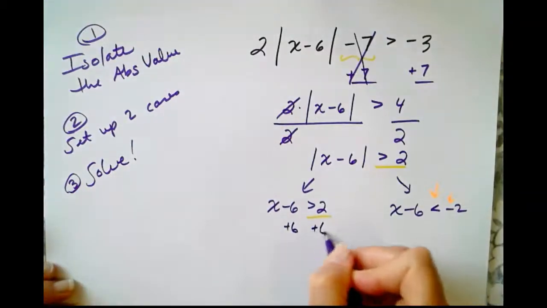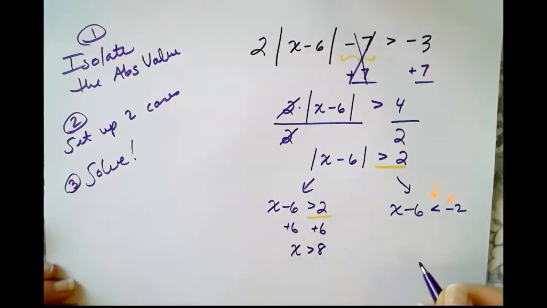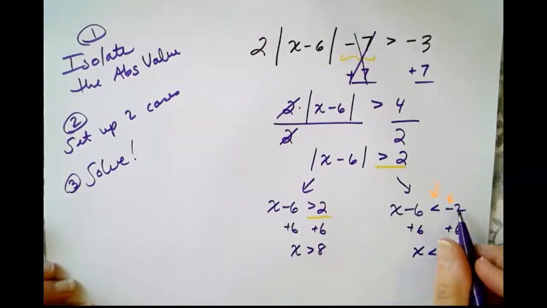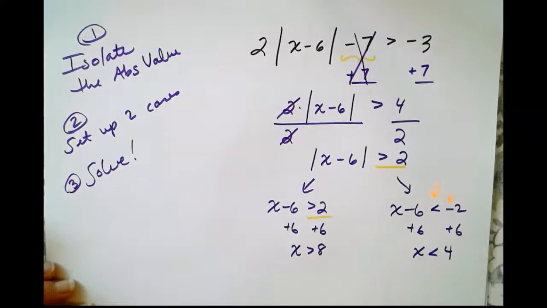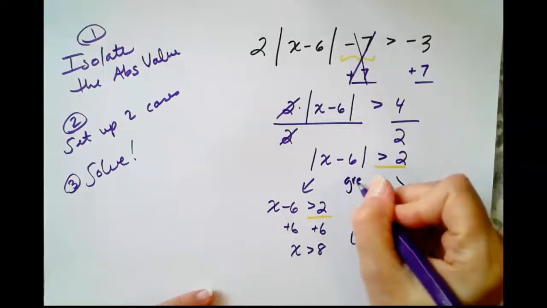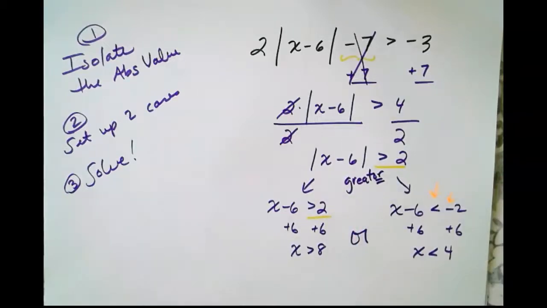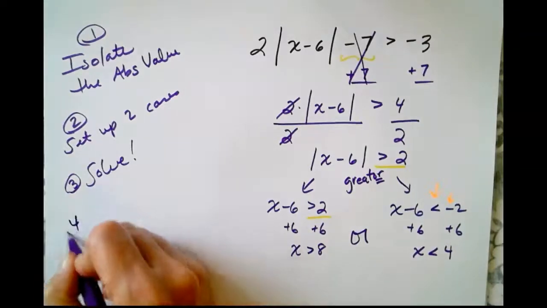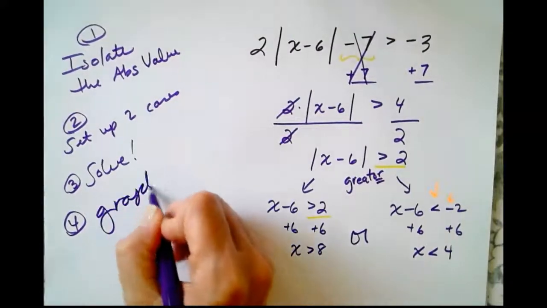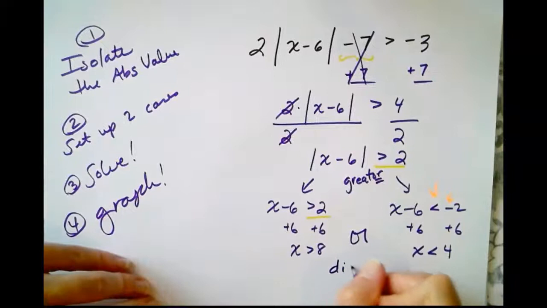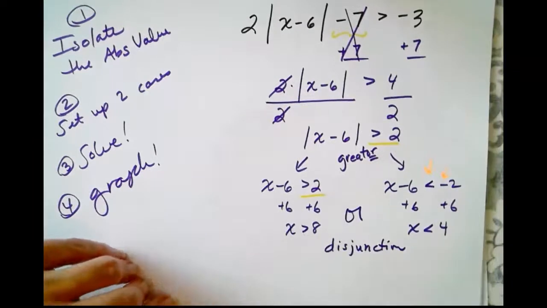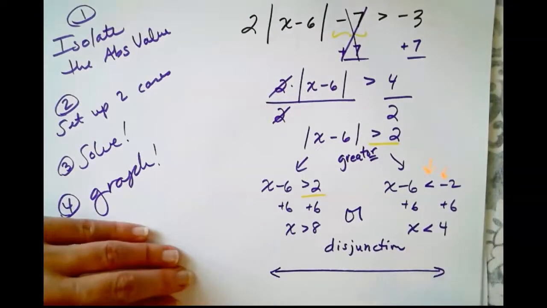Plus 6, plus 6. X is greater than 8. Plus 6, plus 6. X is less than negative 2 plus 6, which is 4. So, this is an OR situation because it was greater, if you want to put a play on the word greater and less than. This is an OR situation. The graph, which is the 4th step, will be a disjunction of sets. The graph will be a disjunction with the 2 sets going in opposite directions.